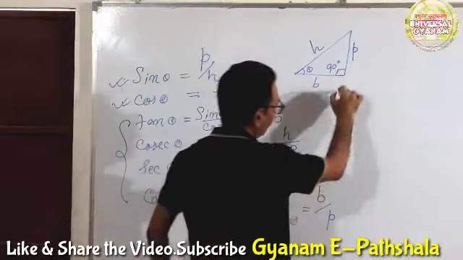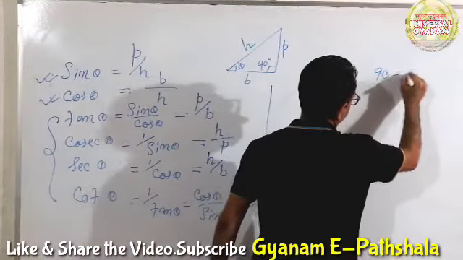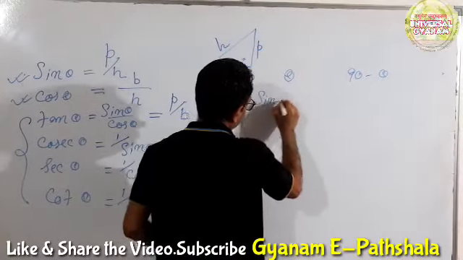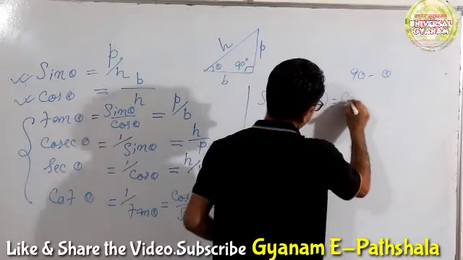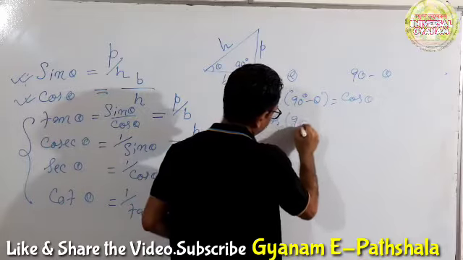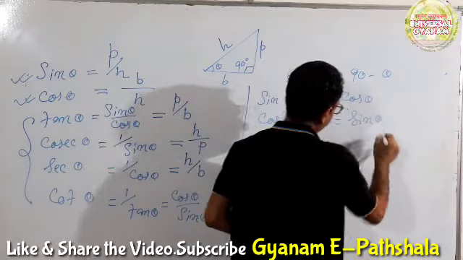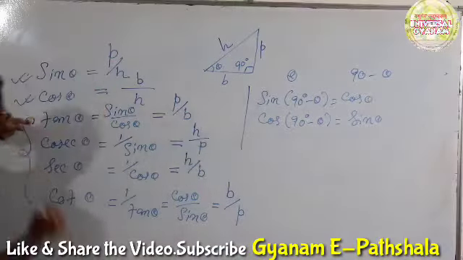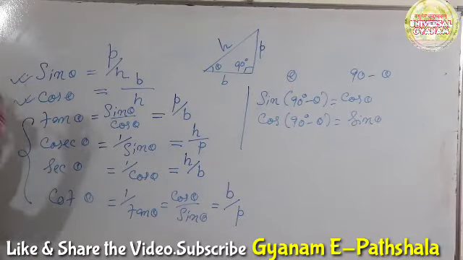Then we did complementary angles. Theta, 90 minus theta, 90 minus a, whatever. So sine of 90 minus theta is cos theta, and cos of 90 minus theta is sine theta. Once you know these things, you can go to tan, cosec, sec, cot. Everything is all the same.